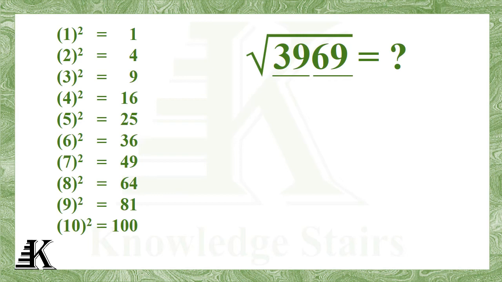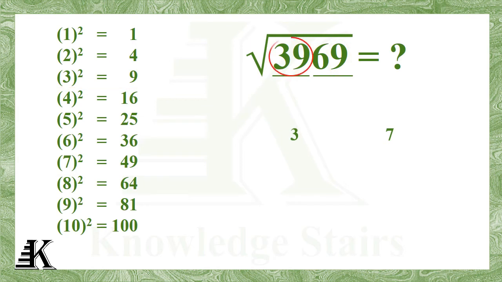First of all we will see which number is at the ones place in the first pair. Here we have 9. We know that any number ending with 3 or 7 will have 9 at the ones place when squared. So we will write 3 and 7 at the ones place. Let us come to the second pair, that is 39.